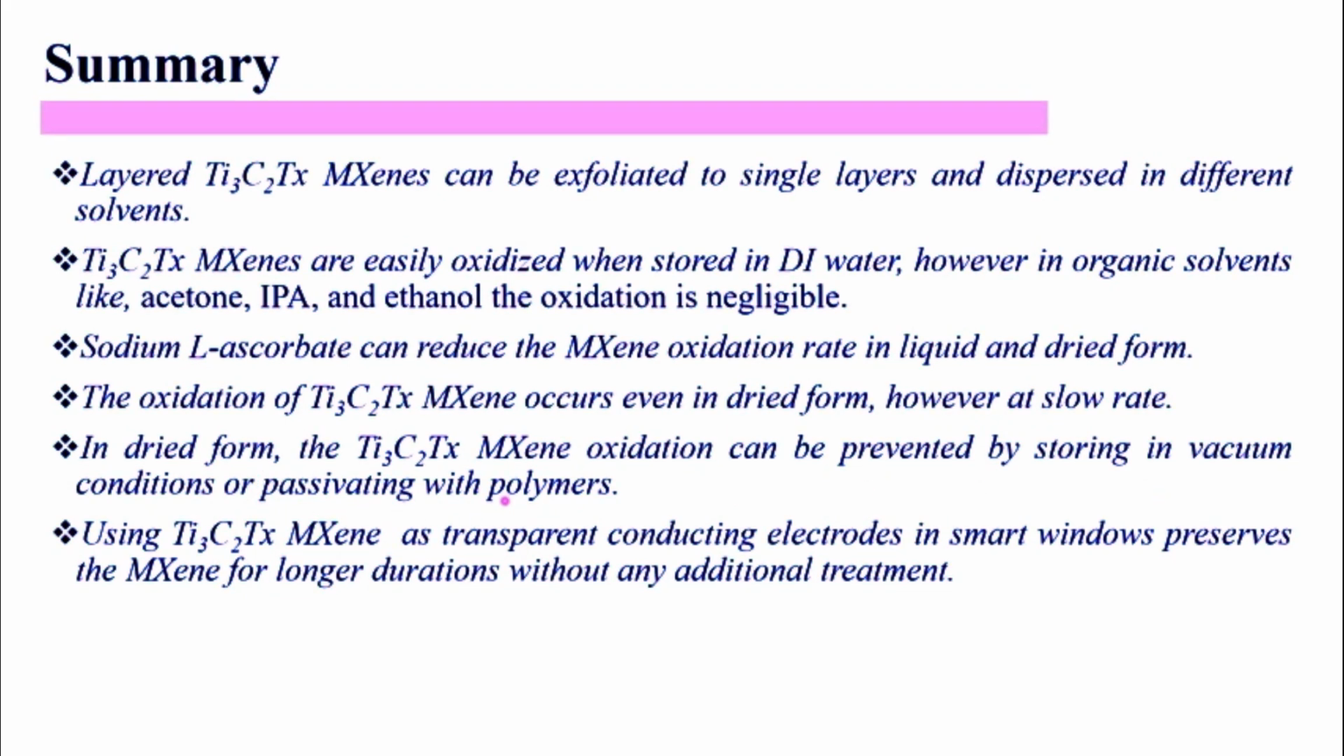If we store these films in a vacuum or if we passivate the MXenes with polymers, we can preserve them from oxidation. The best way to protect the MXenes is to use them in applications such as PDLC-based smart windows. The polymer in the smart window can preserve the MXenes, while the MXenes can also work as electrodes.